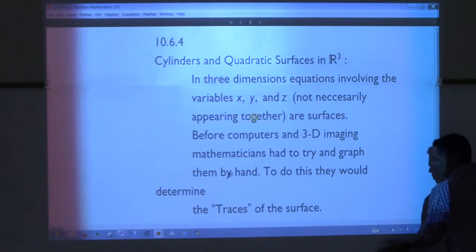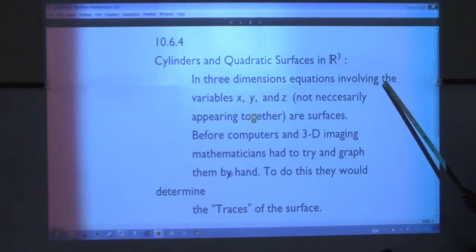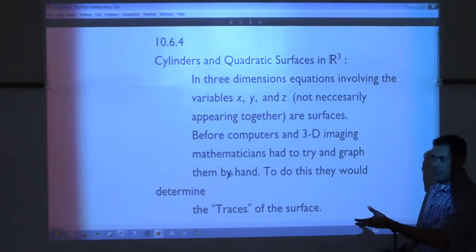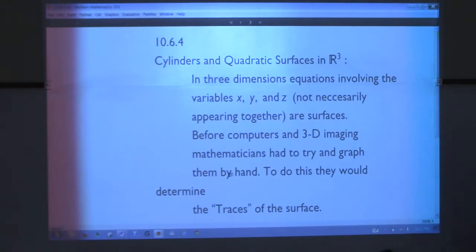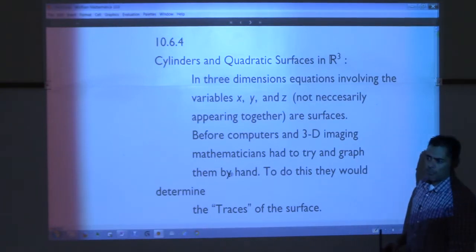So, in three-dimensional space, we have equations involving x, y, and z. And you don't actually have to have them all there to get a surface. So you can still have a surface in three-dimensional space with only 2 of the 3 variables appearing, or even 1.